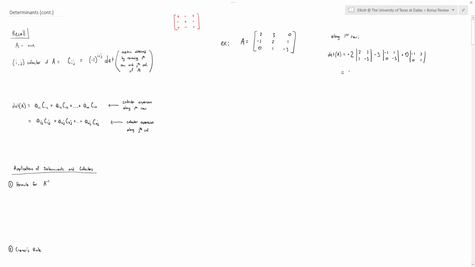And then we need to compute each of these 2 by 2 determinants. So remember the formula for a 2 by 2 determinant is ad minus bc. So it'll be -6 minus 1, which is -7. And we have -3 times, this would be +3 minus 0. And this would be plus 0. Okay. So it looks like here the final answer is going to be negative 14 minus 9, which is negative 23.